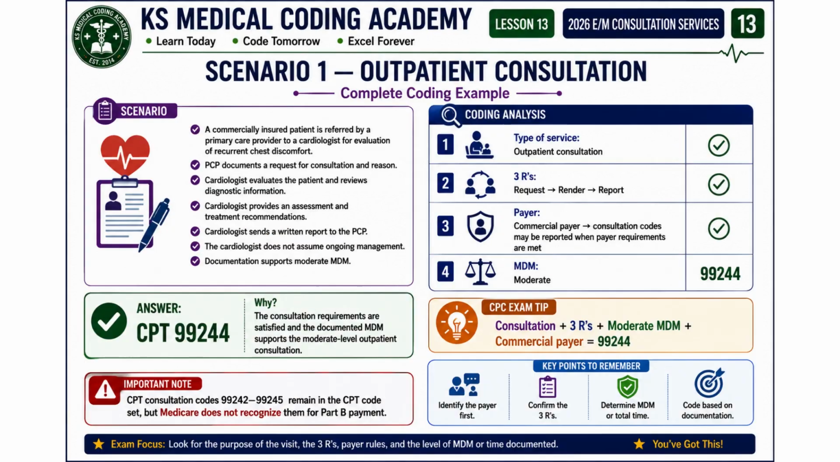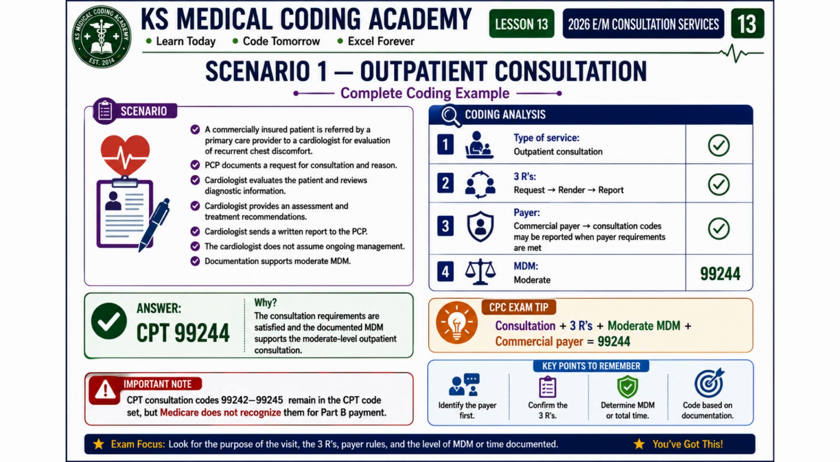Let's work through our first complete coding scenario, an outpatient consultation. A commercially insured patient is referred by a primary care provider to a cardiologist for evaluation of recurrent chest discomfort. The primary care provider documents the request and reason for consultation. The cardiologist evaluates the patient, reviews the available information, provides an assessment and treatment recommendations, and sends a written report back to the requesting provider.